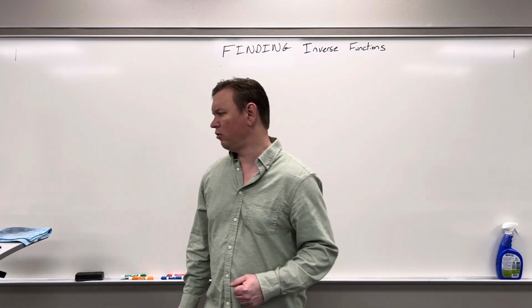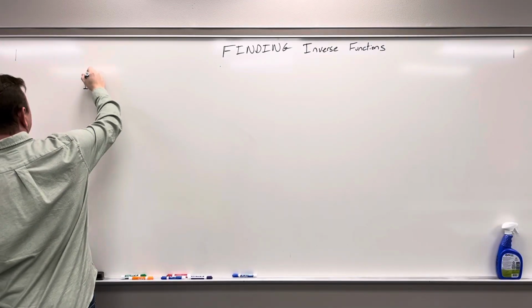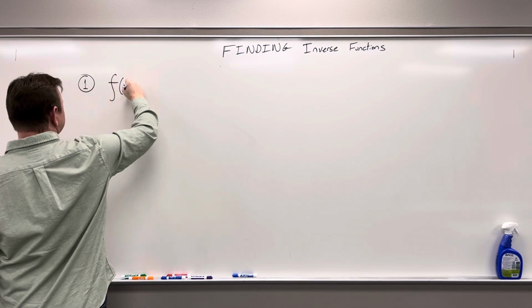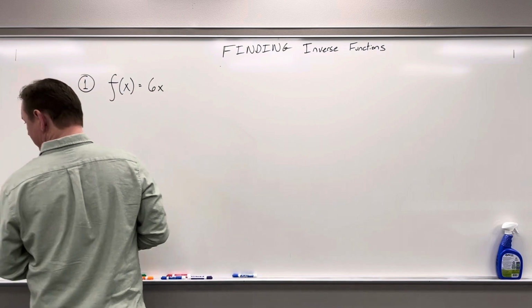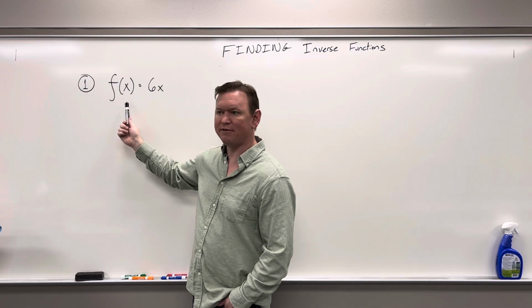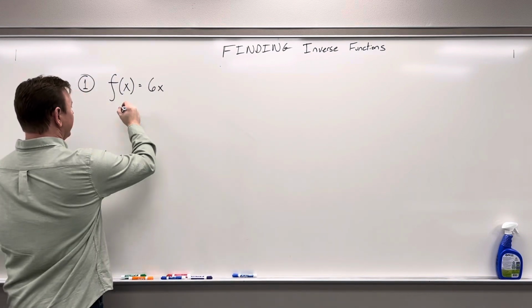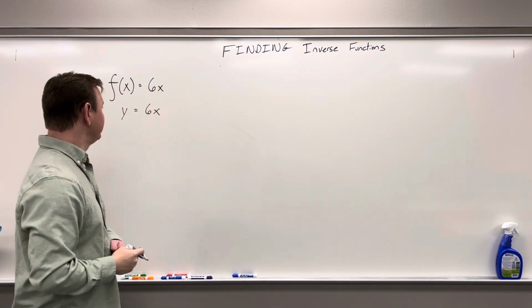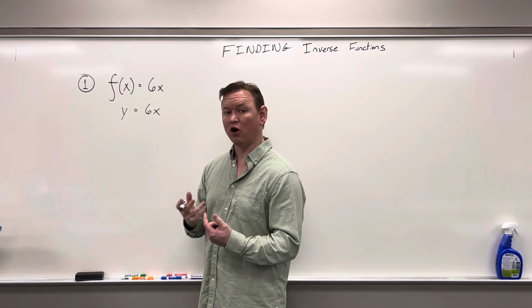All right, here we go. So we are going to start with just one here. Start over here at 1, and we have f of x is equal to 6x. And what you're going to do is, you know that f of x, the other name for it is y. So we're going to rewrite this as y equals 6x. And then we're going to switch the x and the y and then solve.